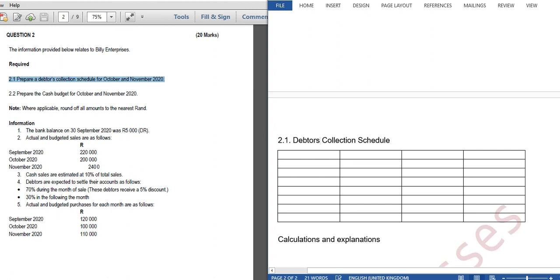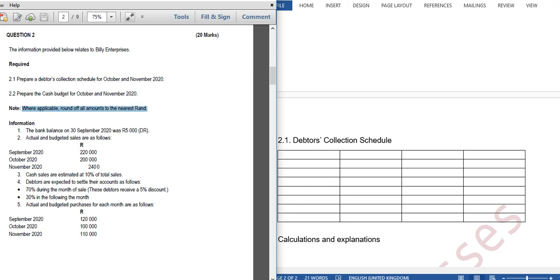So if, as a company, we are saying we are having debtors, it means that we would have sold on credit, and the debtors owe us the money, which is related to the sales that we have made to them on credit. So this is what we'll be looking for in this question. So we'll go on. They said where applicable, round off all amounts to the nearest rand. Information: the bank balance on 30 September 2020 was 5,000.